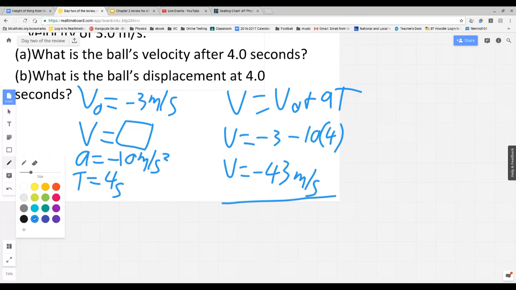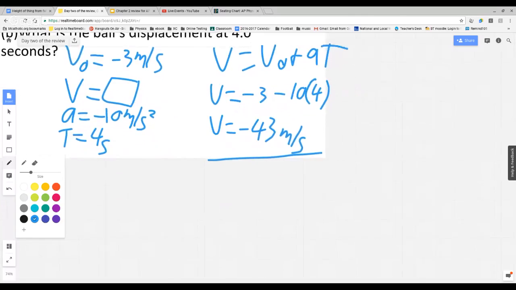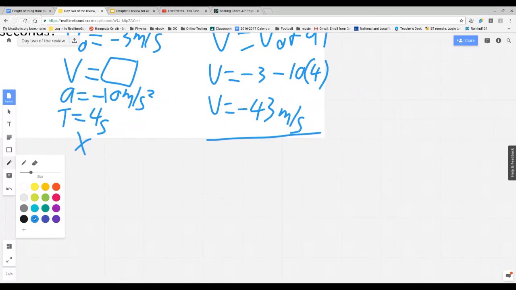And then you want to know how far it went. You can do the average velocity way. This time I'm going to do the Formula 3 way. If you did the first equation, you would get X naught minus 0 equals plus G. So it'd be negative.